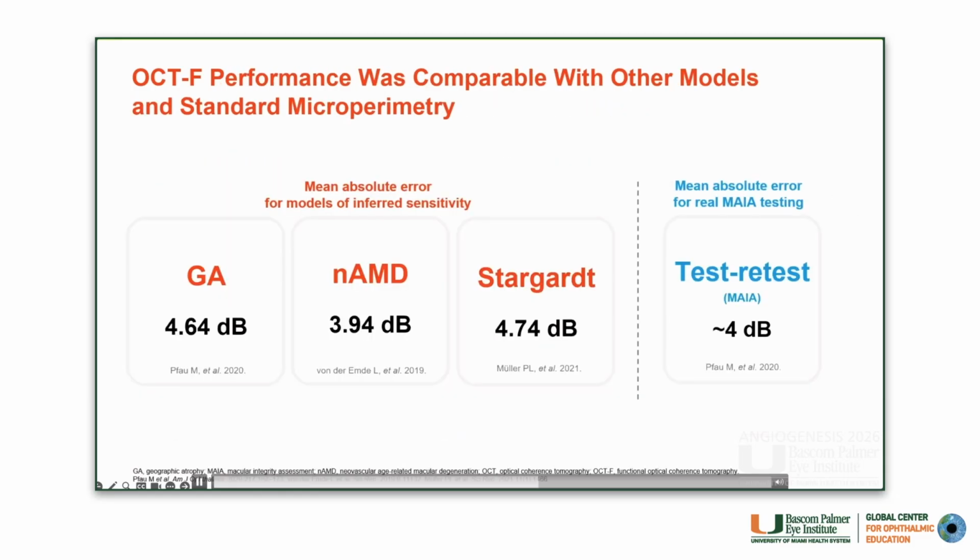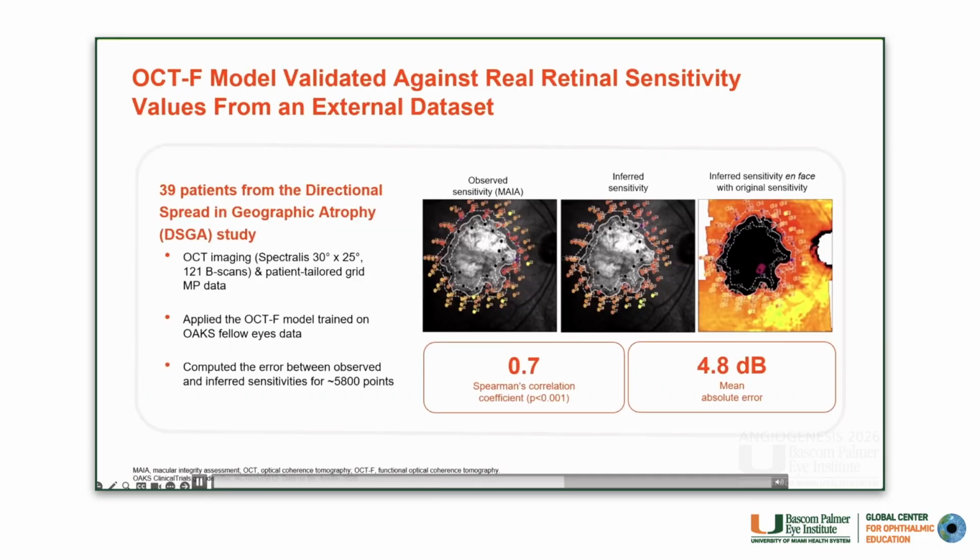The mean absolute error of 4 decibels seen with OCTF, as shown previously, is very much comparable with similar errors that have been reported for inferred sensitivity models in other retinal diseases. Of note, and this is shown far on the right, the errors of inferred sensitivity are also in the range of the test-retest variability of microperimetry testing itself.